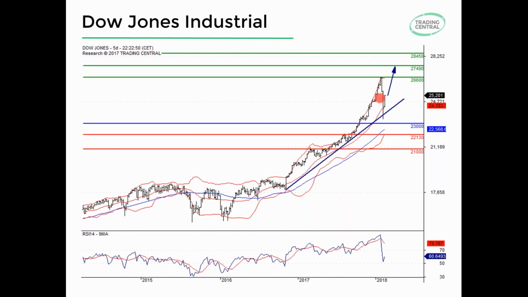So you can see that even though we have a 10% correction in US stocks, look at this Dow Jones Industrial. We still have a quite intact rising trend line, drawn through the later part of 2016. So at this point, we are still bullish on this index. One more point I want to point out.